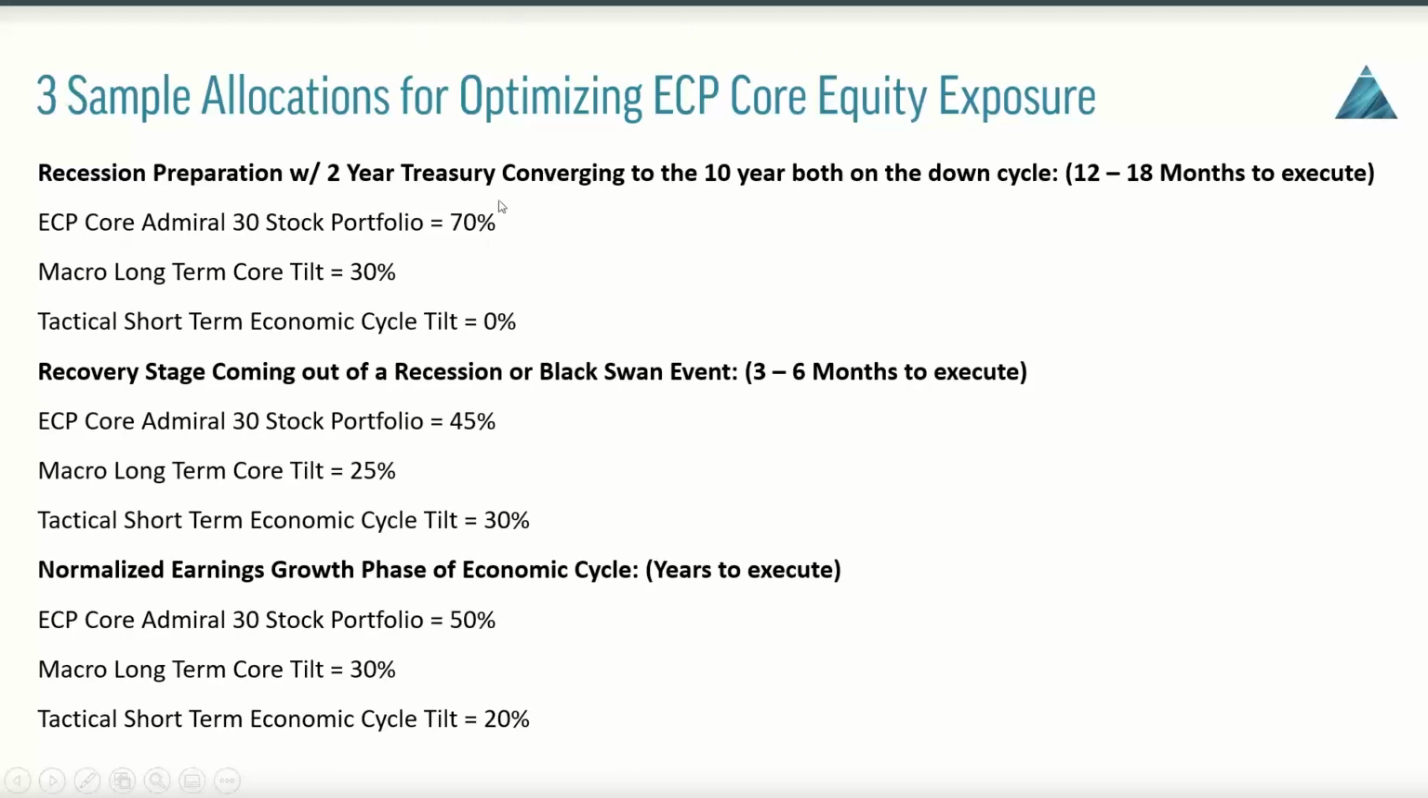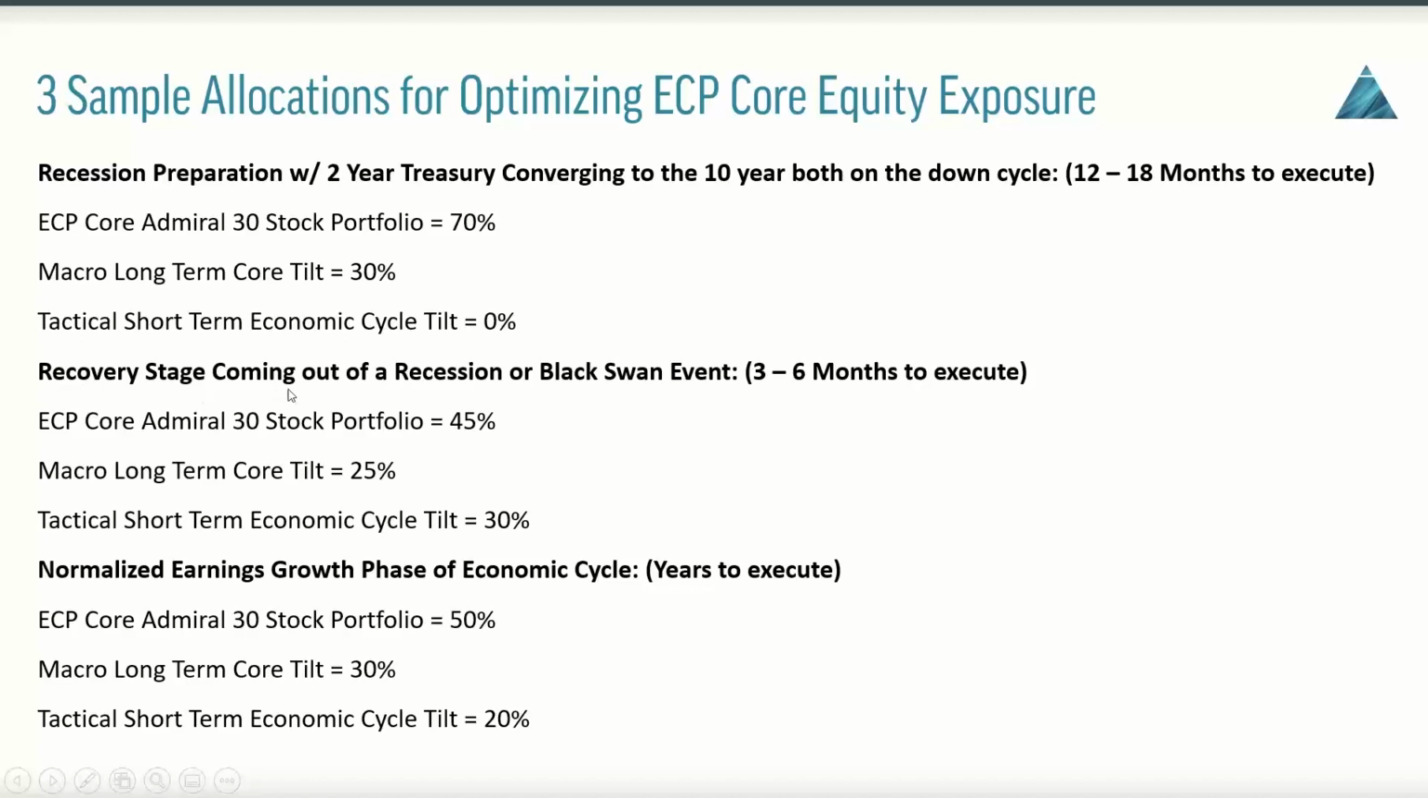So our ECP Core Admiral strategy, we moved to that 70% baseline. We had our macro long-term core tilts at 30%, and we had no short-term exposure to the economic cycle. So we had literally gotten rid of all the financials. We got rid of the energies, the commodities, precious metal names, all that's gone.